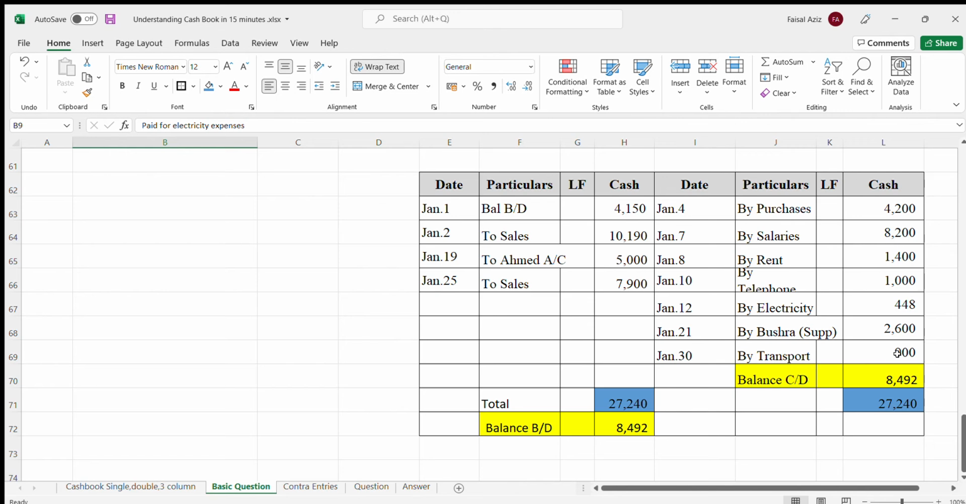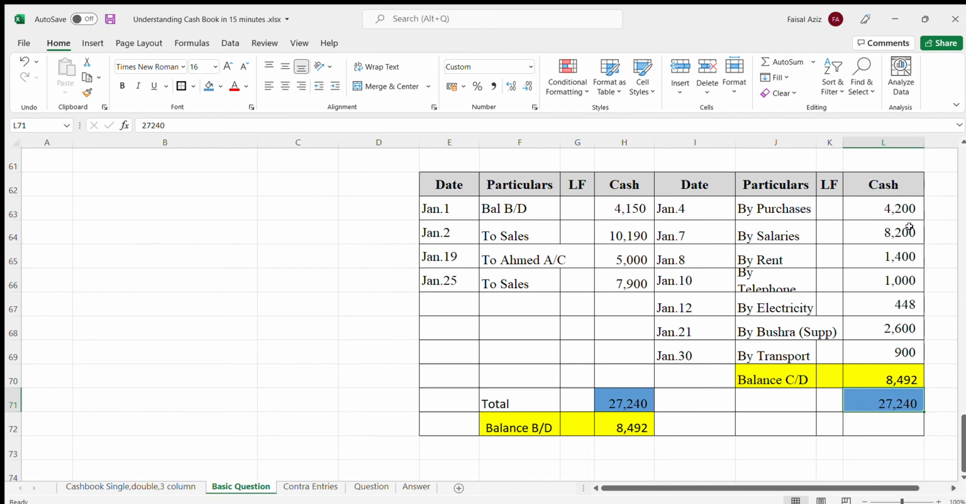Now after recording all the transactions, the next step is to calculate total on the left side. You see over here that when we add all these four cash entries, so we will get a sum total 27,240. It suggests that we have collected this much cash. Now this cash receipt I will mention on the right side for my reference. So this is total receipts.